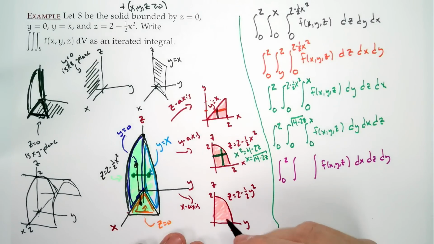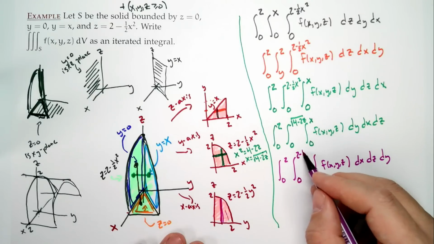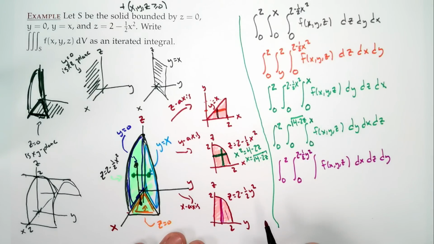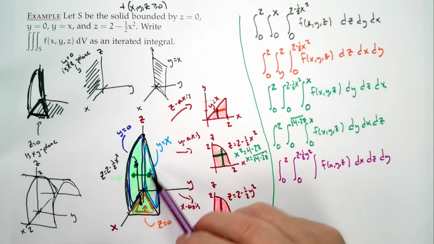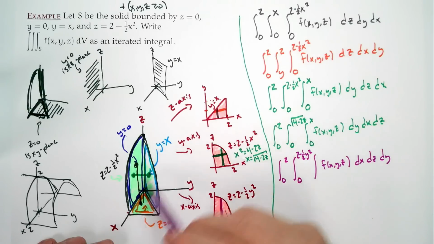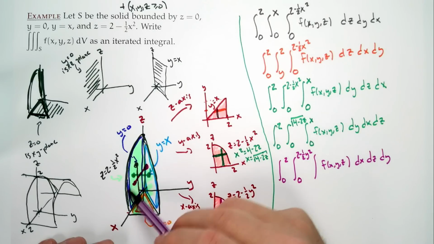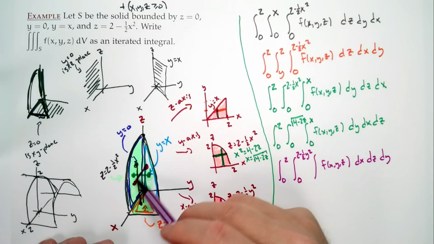Now, I hold the value of y fixed, and I ask the question, where does z go from? Well, I go from z equals 0 up to this curve. So I go from 0 up to 2 minus 1/2 y squared. All right, now the inner layer. For the inner layer, we're moving parallel to x. See how it's the dx? That means you're moving in the x direction. So we're going to come from the front face and go till we hit our back face. So that's our direction.